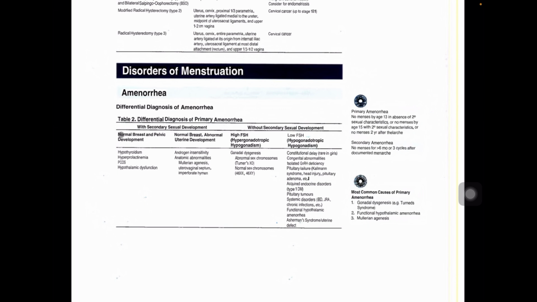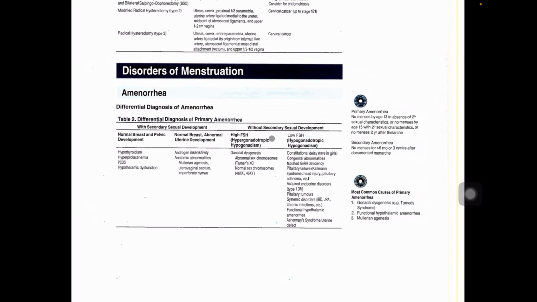So you need to divide primary amenorrhea into with sexual characteristics or without sexual characteristics. If it's with, then with normal development of the breast and pelvic development, endocrine related causes. If with normal breast but abnormal uterine development, then structural defect like androgen insensitivity or anatomic abnormalities like Mullerian agenesis, uterovaginal septum, or imperforate hymen.